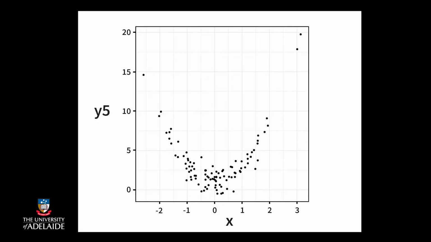The final question we ask is: is the relationship best described by a straight line, what we call a linear relationship, or is there some curvature, a nonlinear relationship? In this scatter plot, we see that the relationship is curved, so it's a nonlinear relationship.